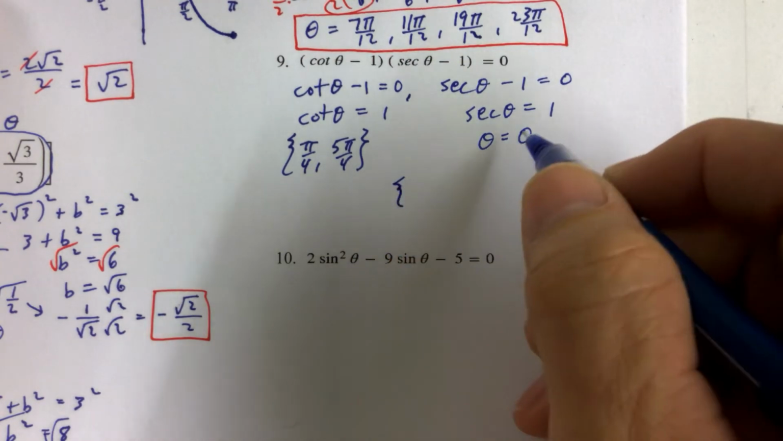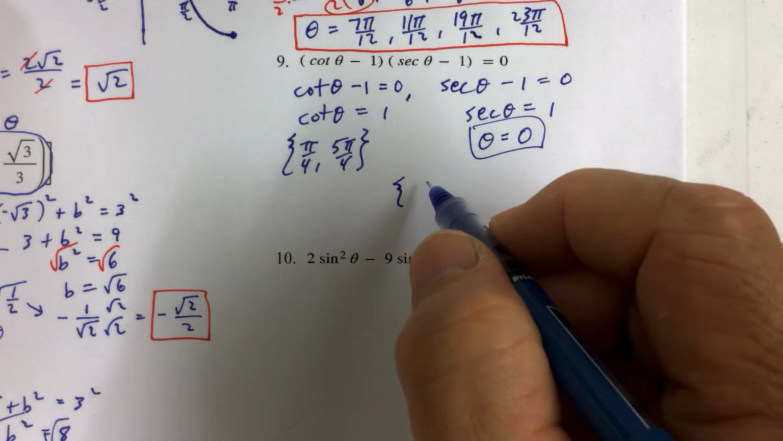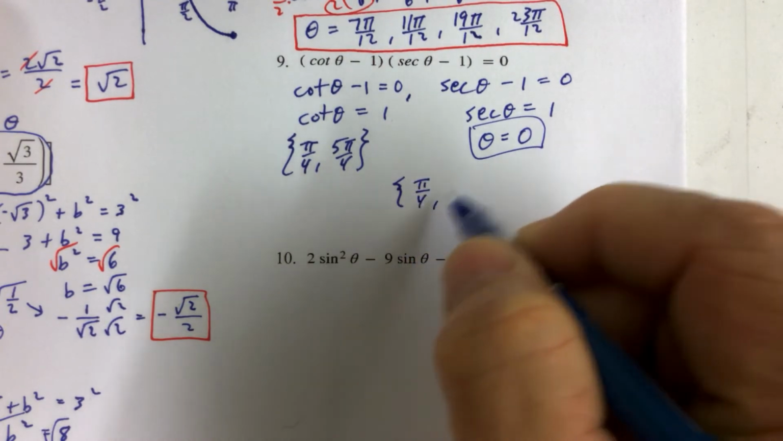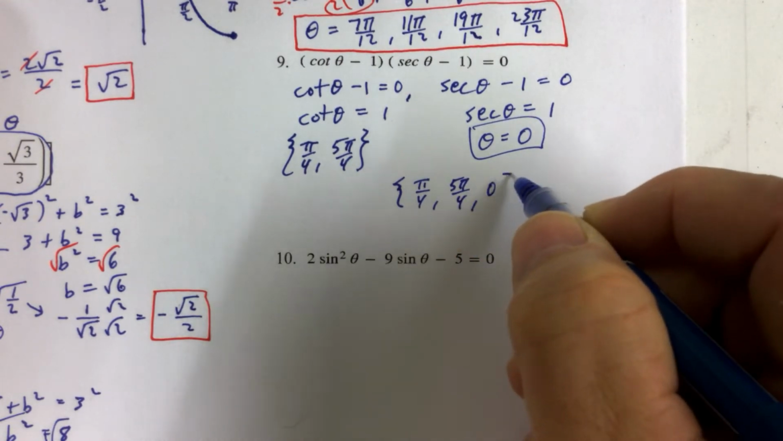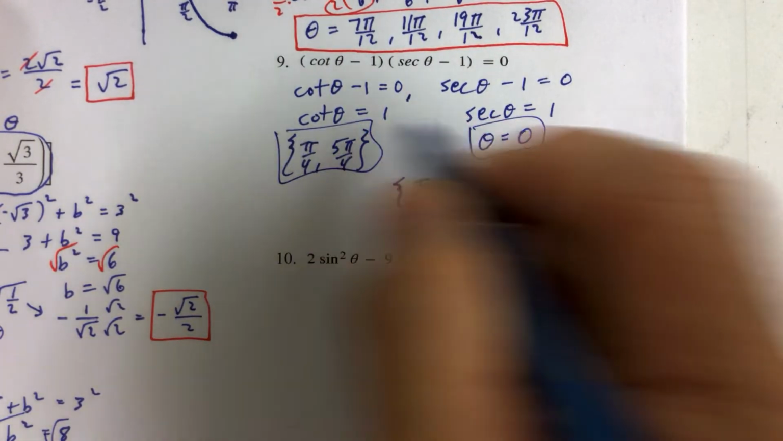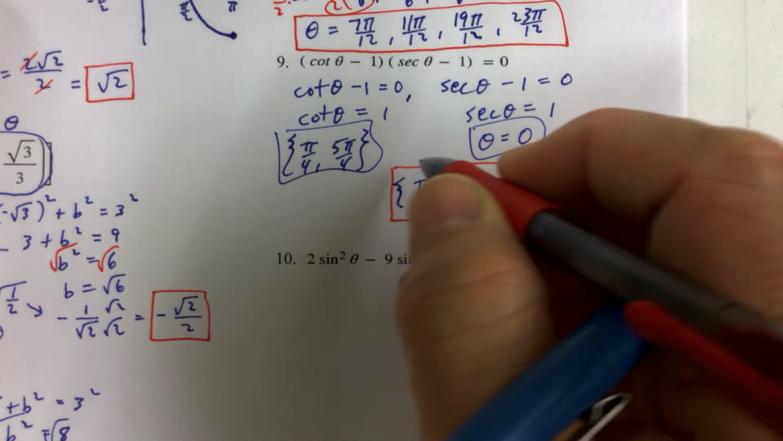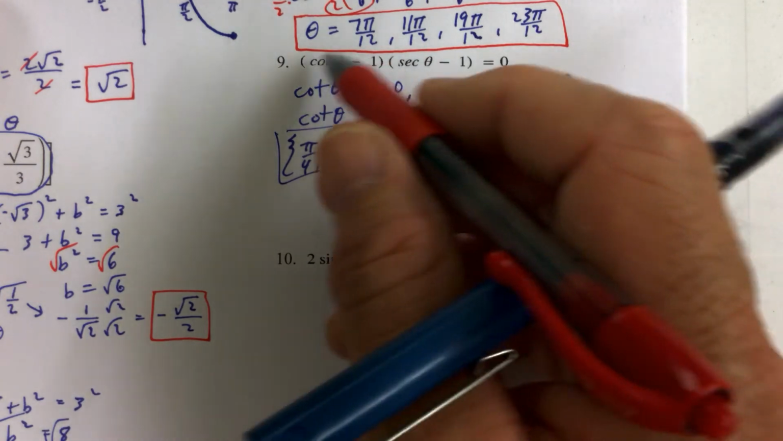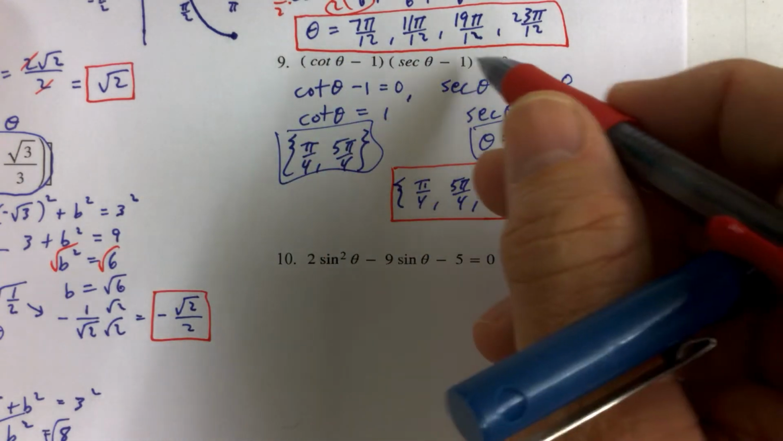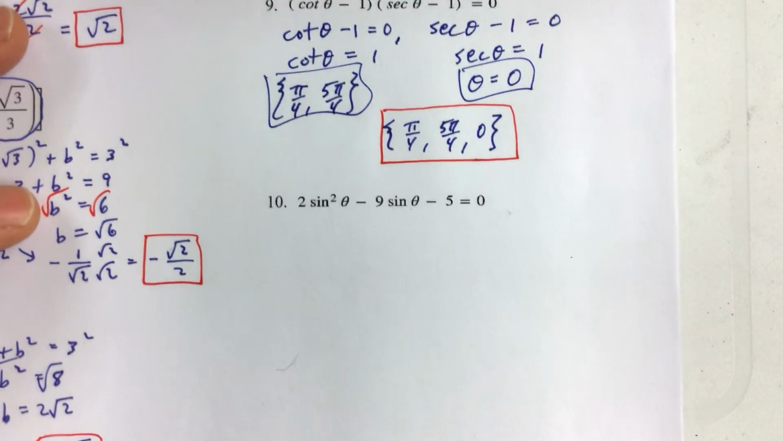So if we want to, we could box around that, or we probably shouldn't have put a box around that, but we'll put a box around the final answer. So this is the final answer in red. So pi over 4 and 5 pi over 4 make that factor equal to 0, and 0 makes this factor equal to 0. All right, last one.